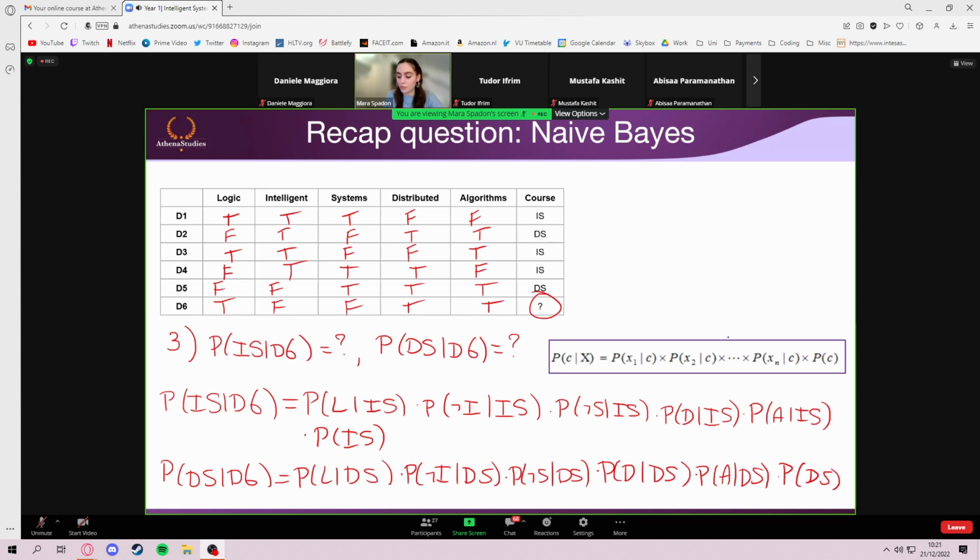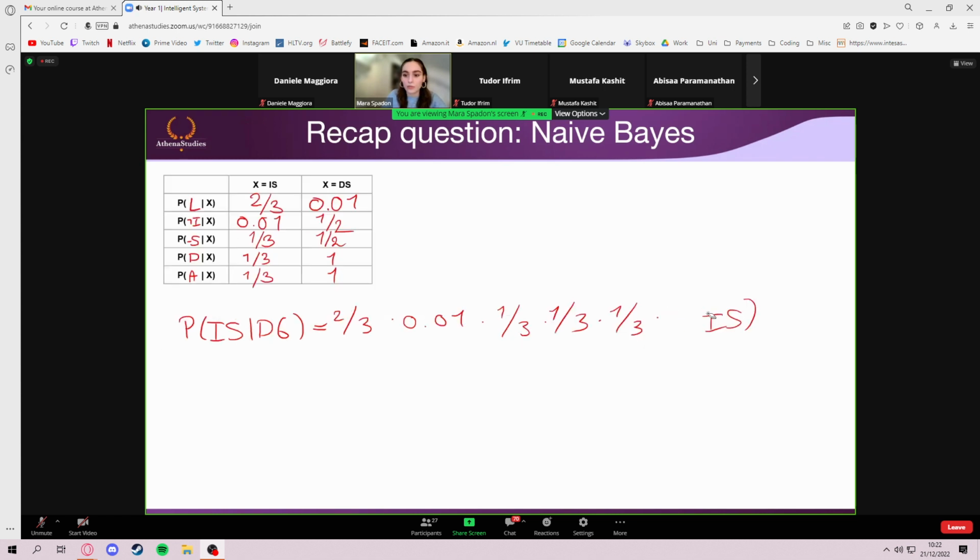So how do we know that? What is the probability that something is an IS course? 3/5, exactly. And why is that? Because we have 5 documents in our given data, and from that we know that 3 of them are an IS course. So the overall probability of it being an IS course is indeed 3/5. So the value that comes out of this is 0.00148.